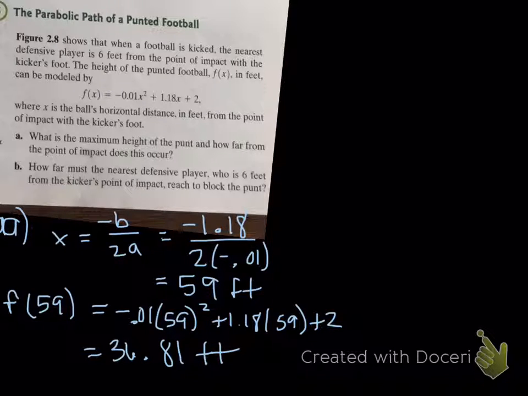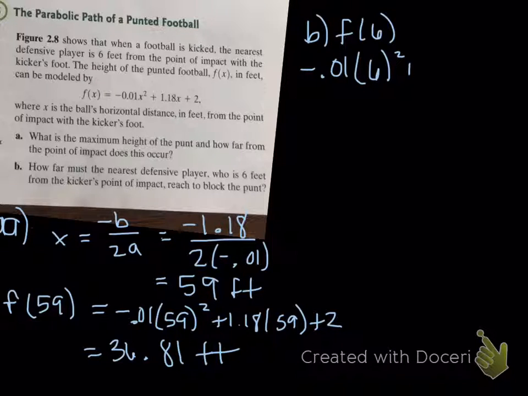Letter B says, how far must the nearest defensive player, who is 6 feet from the kicker's point of impact, reach to block the punt? So if someone is standing 6 feet away and I want to know the height when it's 6 feet, I would plug it in. So for letter B, I need to evaluate the function at 6. This means I'm doing negative 0.01 times 6 squared plus 1.18 times 6 plus 2. So this equals 8.72 feet.